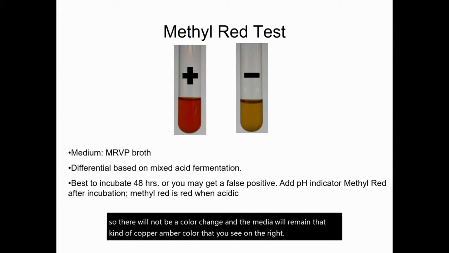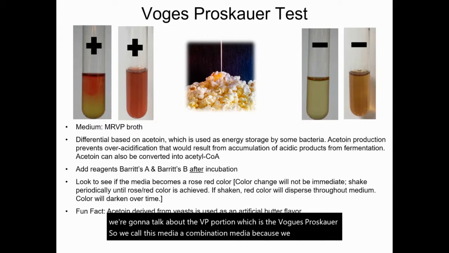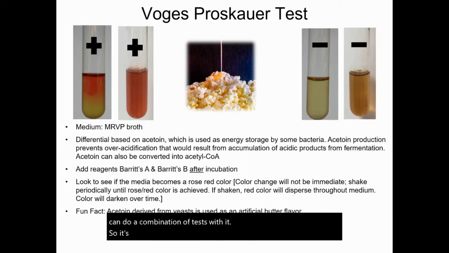All right, so again, notice that the medium is called the MRVP broth. The MR was for the methyl red test that we just talked about. Now we're going to talk about the VP portion, which is the Voges Proskauer. We call this media a combination media because we can do a combination of tests with it. It's the same media used for the methyl red test.